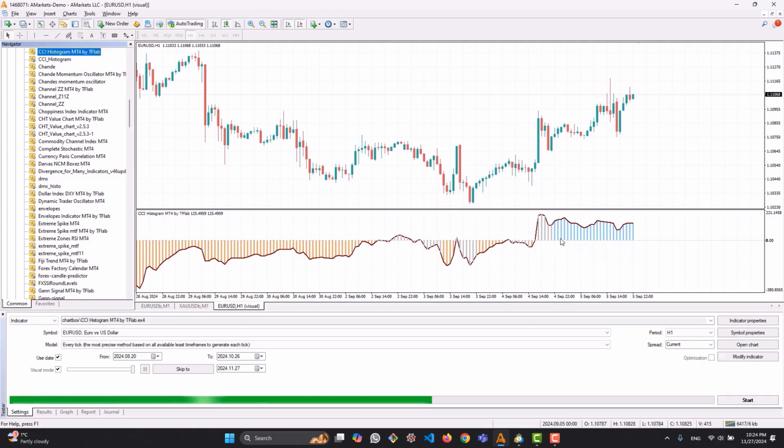In this way, when the histograms are blue, it indicates an upward trend. When they are brown, it indicates a downward trend.